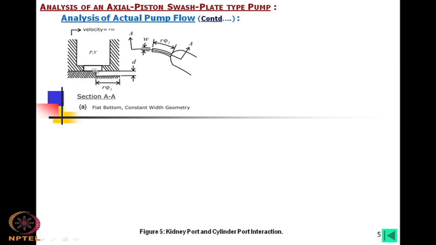Now, when this is the kidney port of the barrel, when this moves gradually on that, initially the opening will be less, gradually it will increase, and then finally the whole port will be open to this main port. Okay. Now, it can be made simply like this, if you think of the manufacturing, this can be made by a milling cutter, end mill cutter, like that.